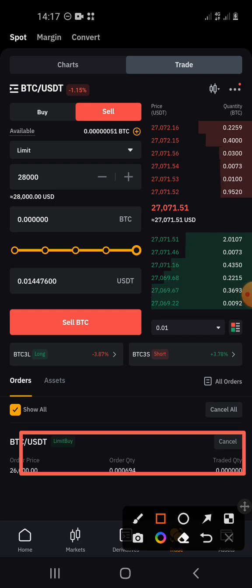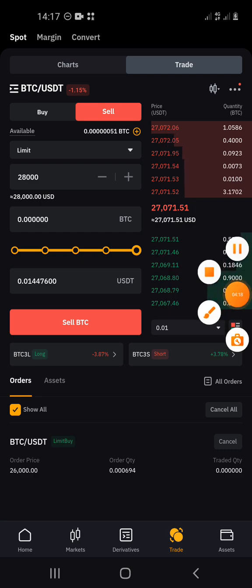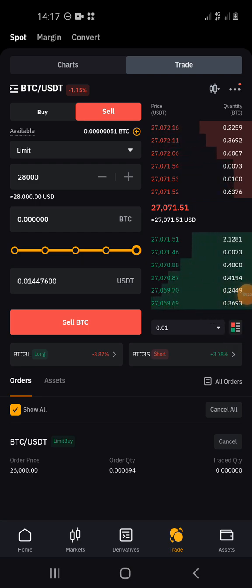If you are not online, let's say you are busy or you are working or you are at a job or you are just not online with your phone, if you're a busy trader, this limit function helps you to sell and buy at favorable prices.